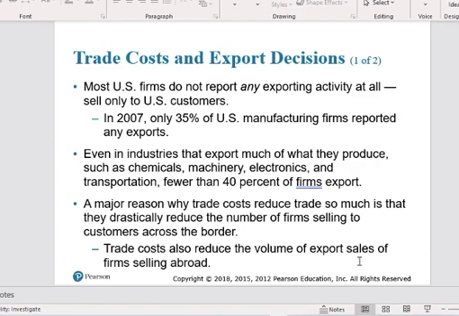A major reason why trade costs reduce trade so much. Trade costs are a very important element that reduces trade, and we are trying to show that here, combining the cost curve from what we learned just now. A major reason why trade costs reduce trade so much is that they drastically reduce the number of firms being able to sell to customers overseas.